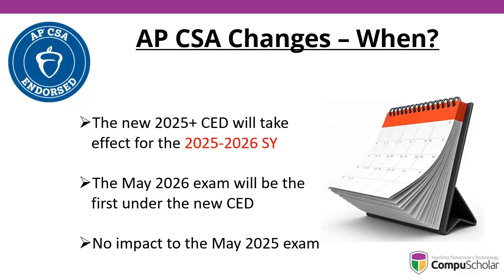So in terms of the timing, the new changes will take effect for the 2025-2026 school year. So the May 2026 exam is the first time that all the new standards will be tested, and there's not any impact to the 2024-2025 school year. So your May of 2025 exam obviously will be unimpacted by these new changes.